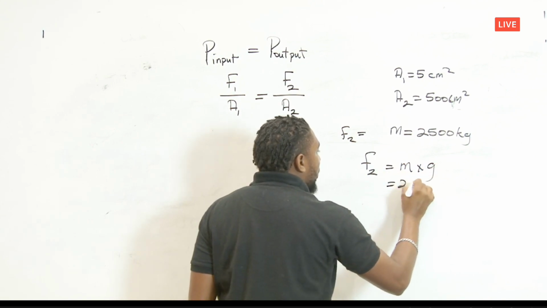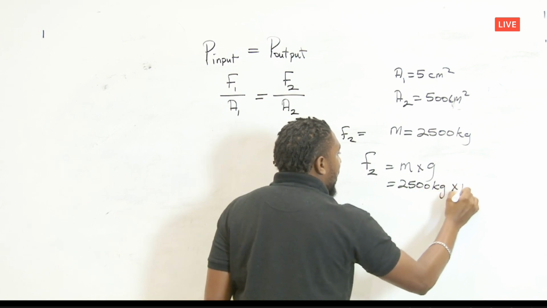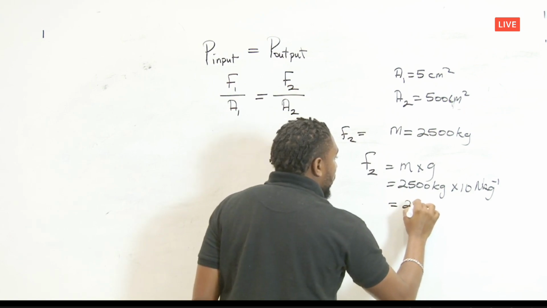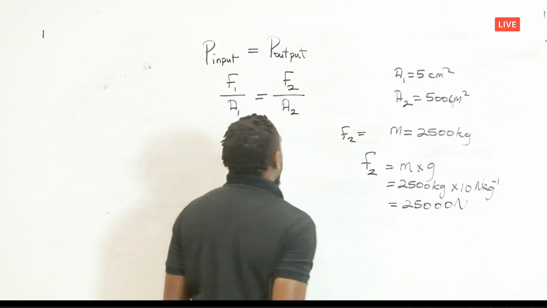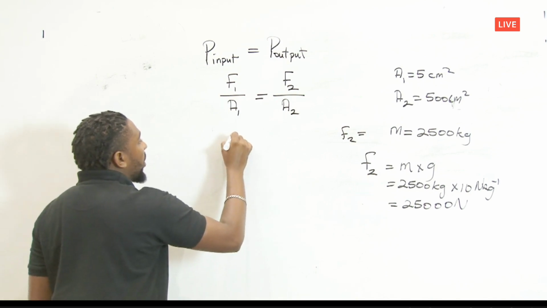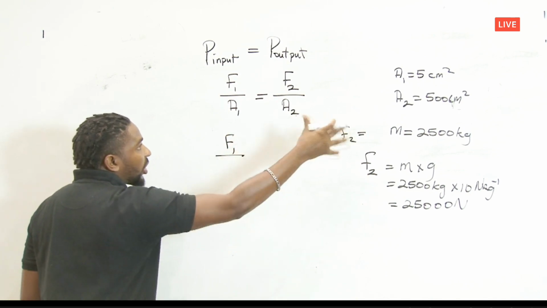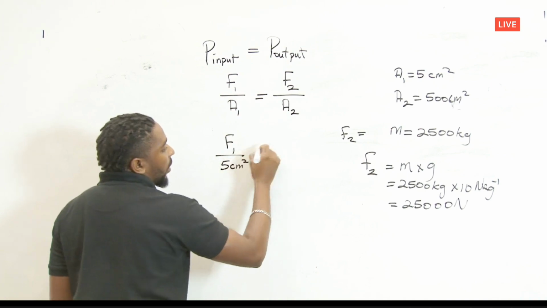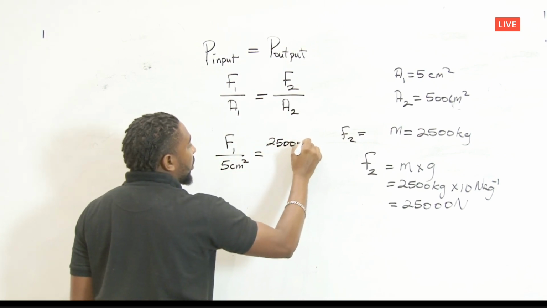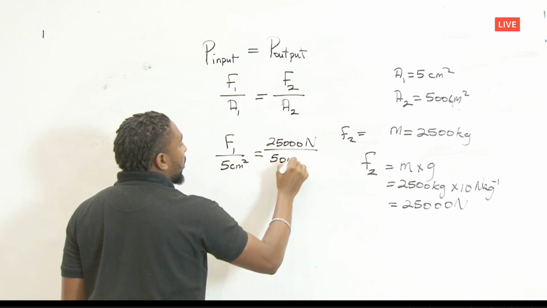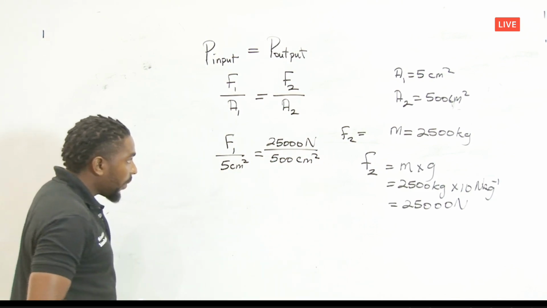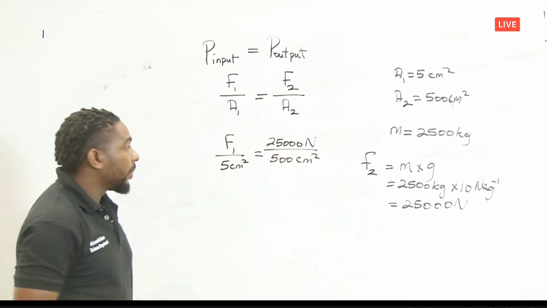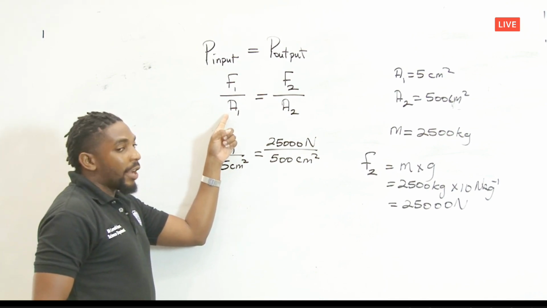Good? Now, as I mentioned, anytime we use mass to find the force, force is equal to the mass times gravity. So it gives us 2,500 kilograms multiplied by 10 newtons per kilogram, which gives us a force of 25,000 newtons. Good? So the question asks us to find F1. So we're going to substitute all our values into this equation: 5 centimeters squared over F1 equals 25,000 newtons over 500 centimeters squared.